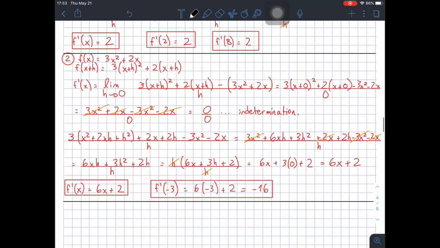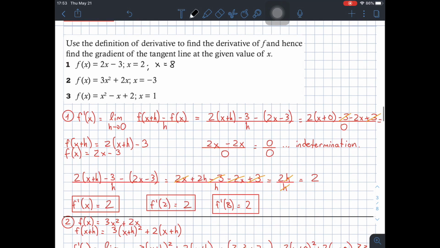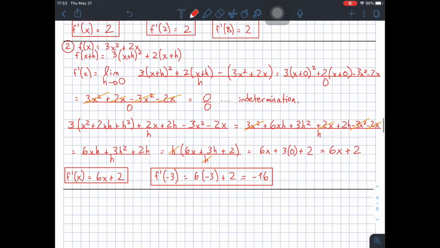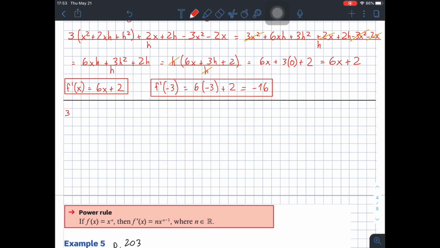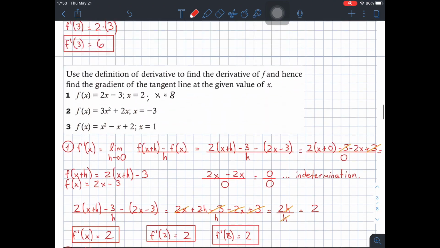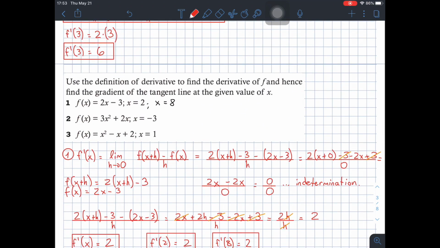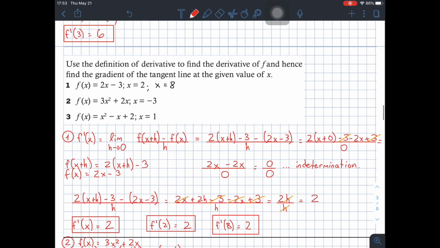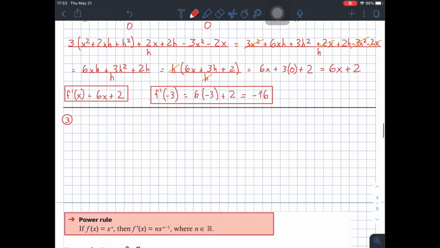Okay, we're going to do now the third and last exercise from this particular example. Number 3. It says we want to find the same thing, the gradient function for this expression, which is also a quadratic function, and we want to evaluate it for this particular value of x equals 1. Okay, so we're going to do exactly the same process here.